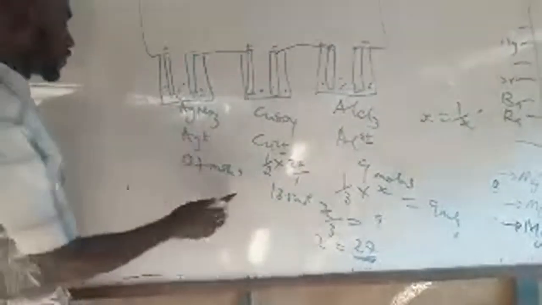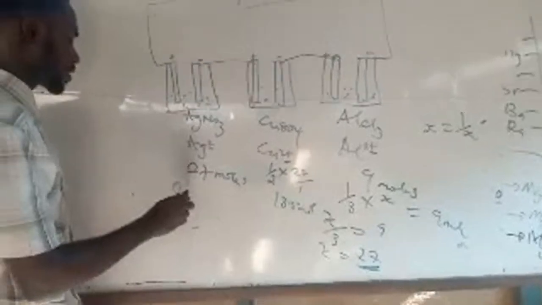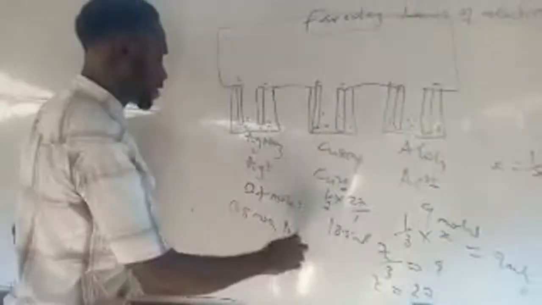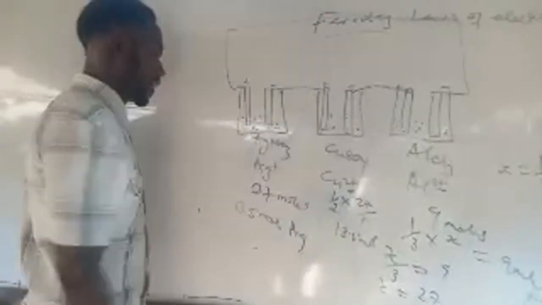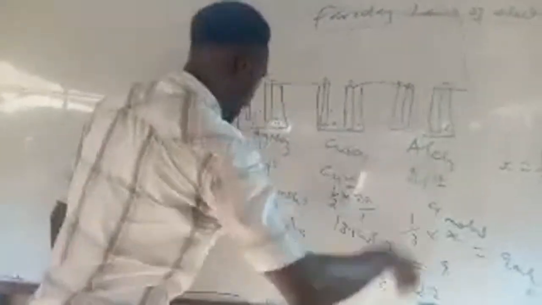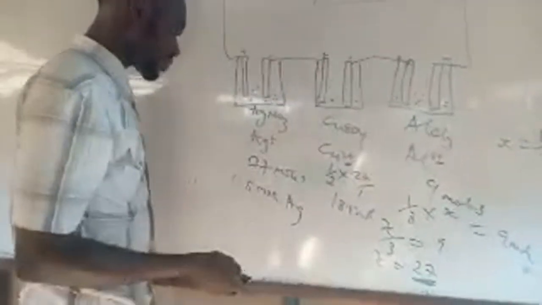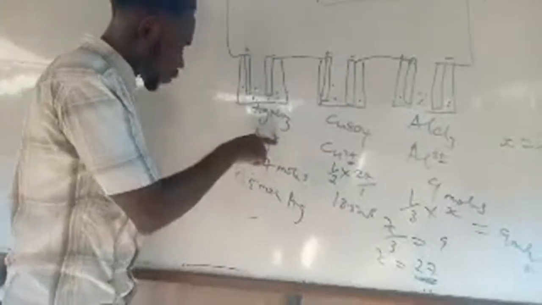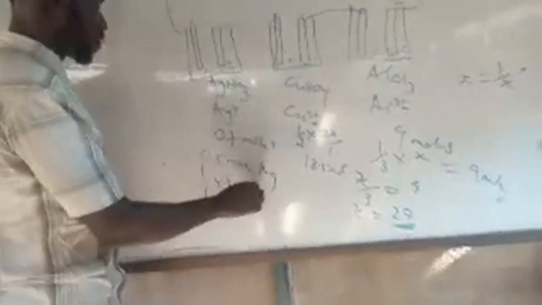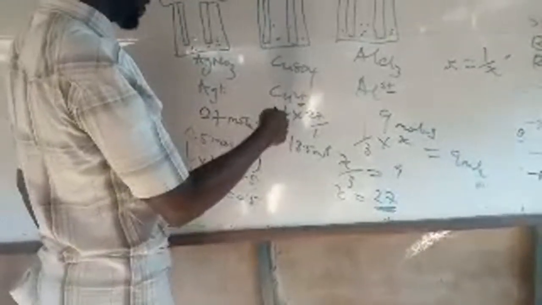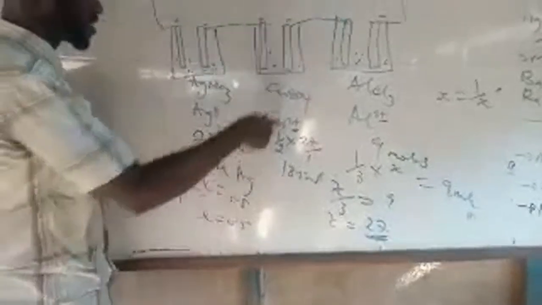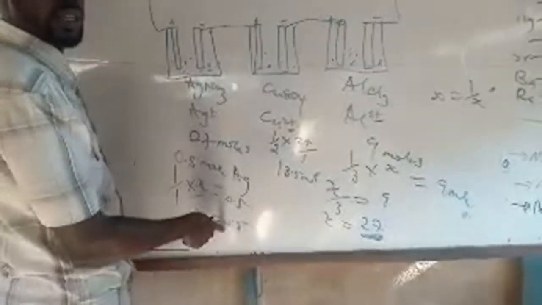Let's assume you are told that 0.5 moles of silver was discharged by a given quantity of electricity, what mole of aluminium will be discharged? You still take the same thing. It's very simple. This is plus 1. The inverse of 1 is 1. Simple. 1 over 1 times x is equal to 0.5, such that our x is equal to what? 0.5. So very simple. If you come here, the number of moles of copper that will be discharged is 1 over 2 times this 0.5.